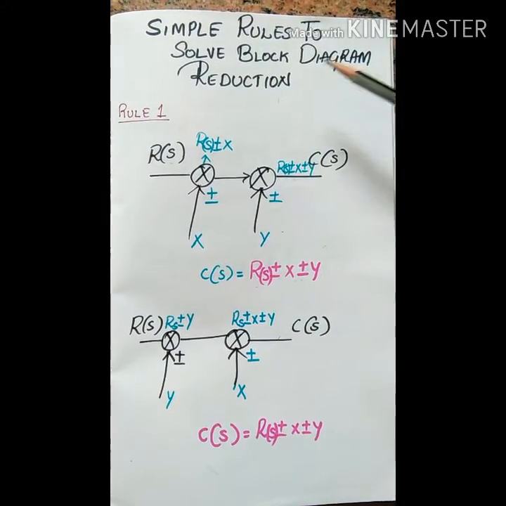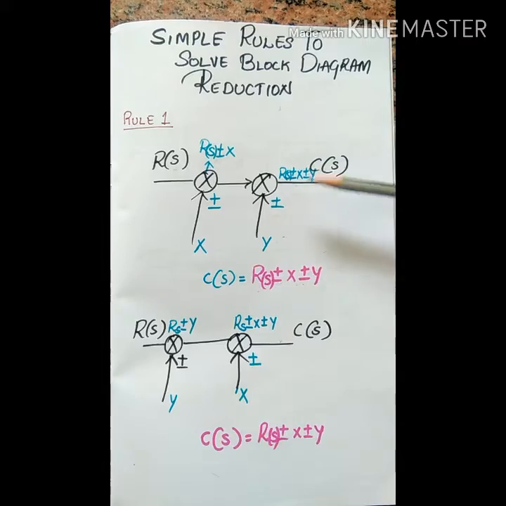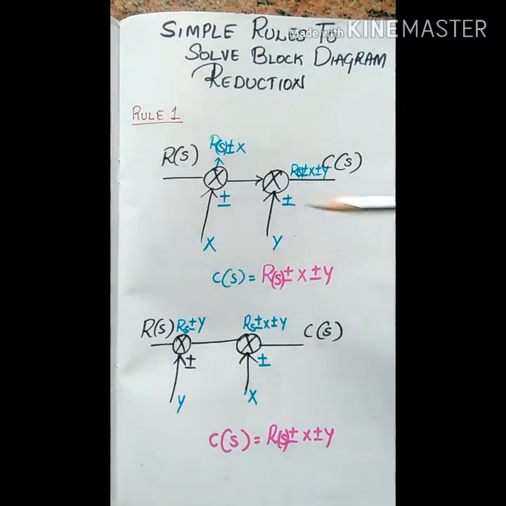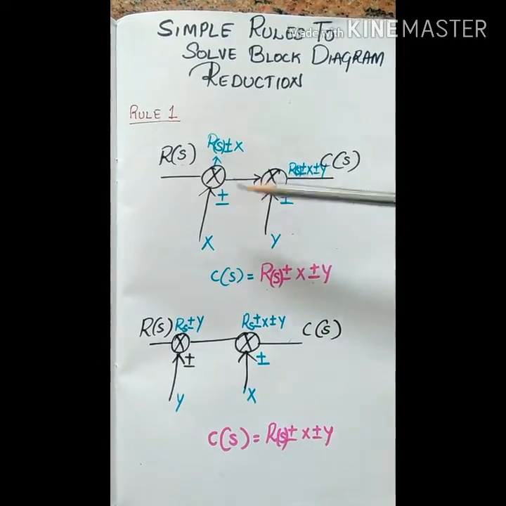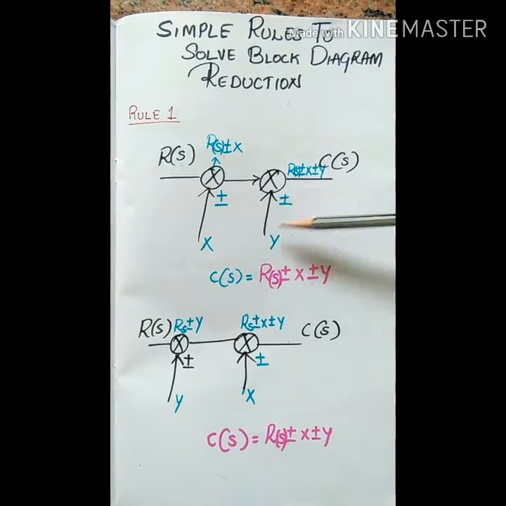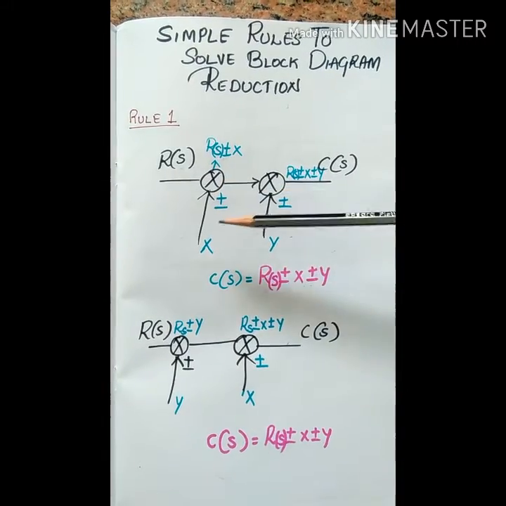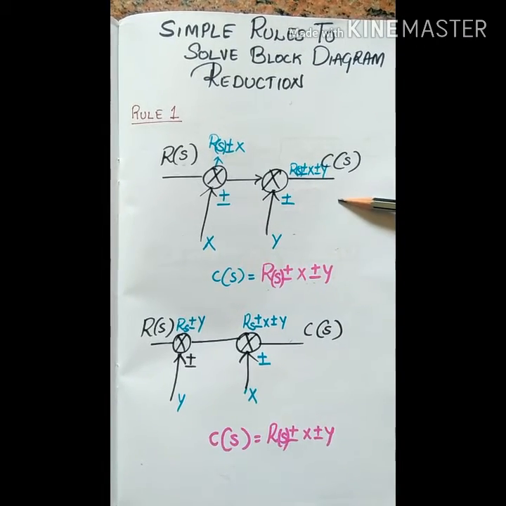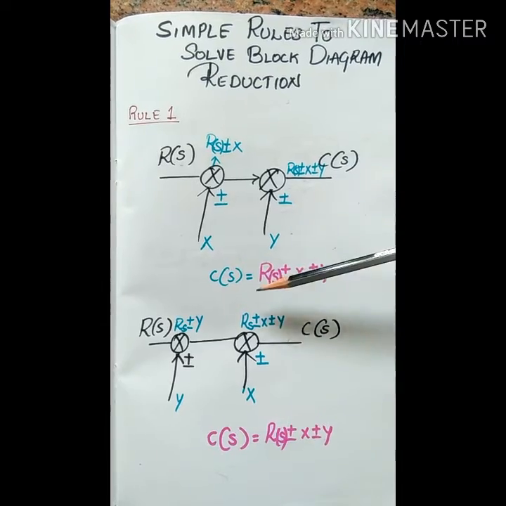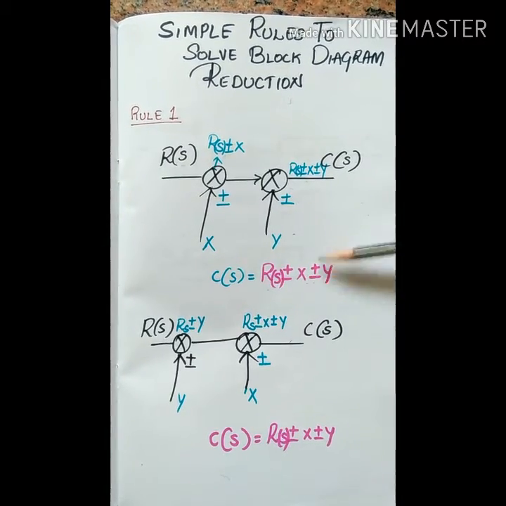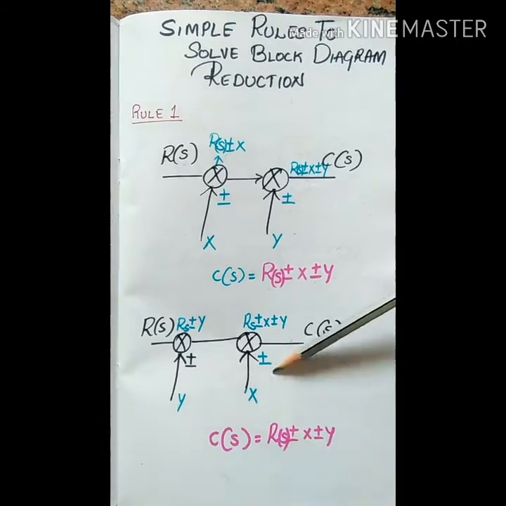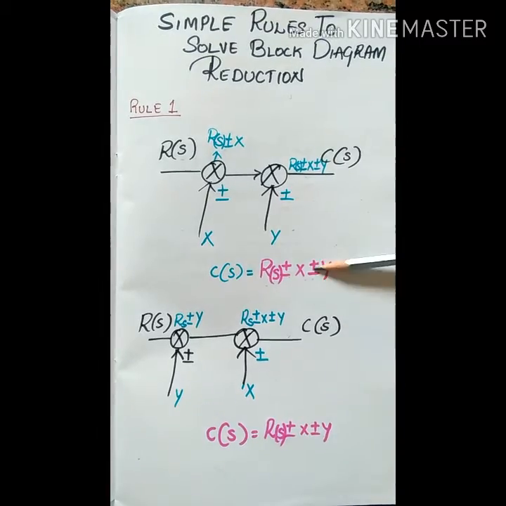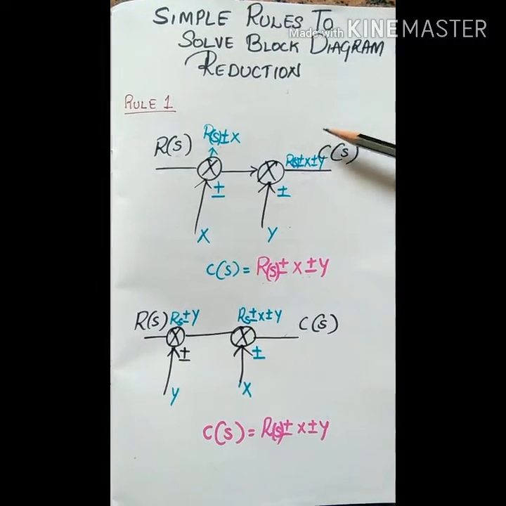Now let us look into the rules to solve the block diagram reduction. The first rule is shifting the summing points or interchanging the summing points. Here, let's consider this particular block diagram wherein we have two summing points which have inputs of x and y. For this block diagram, the output becomes R of s plus or minus x plus or minus y. Now, when I interchange both of these summing points, there will be no change in the output. When there is no change in the output, then this rule is valid.